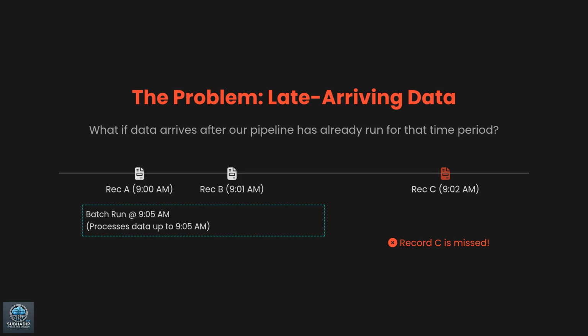Our system seems robust, but there's a common real-world problem: late arriving data. Imagine our pipeline runs at 9:05 and processes everything updated up to that point. But what if a record that was updated at 9:02 doesn't actually arrive in our source system until 9:06 due to network lag or system delays? Our last run would have missed it completely.